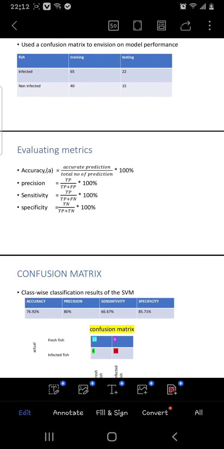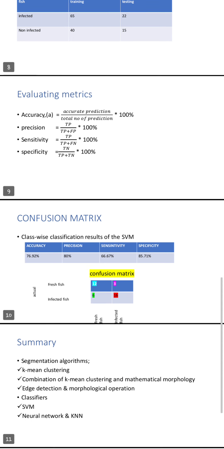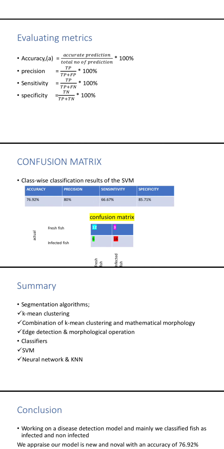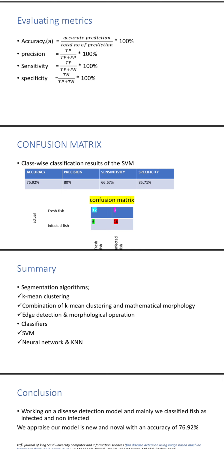The evaluating metrics we used were four: accuracy, precision, sensitivity, and specificity. We used all these because they give us the overall performance of the model. From the confusion matrix we drew, we were able to classify the performance of the model, and when we calculated the accuracy, we had 76.92%, and that's how the model performed.